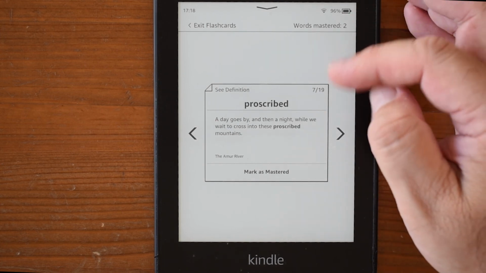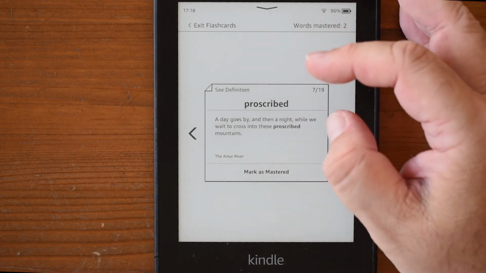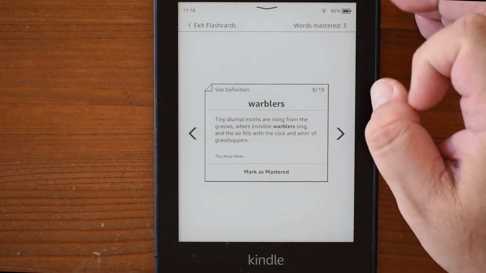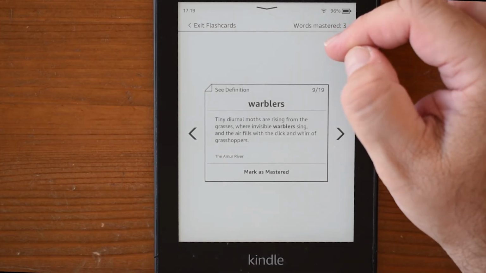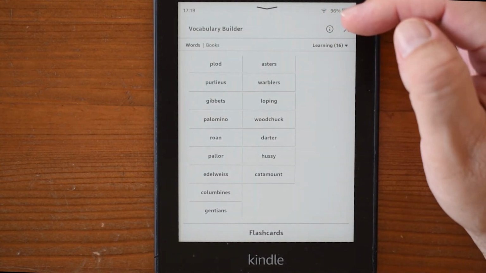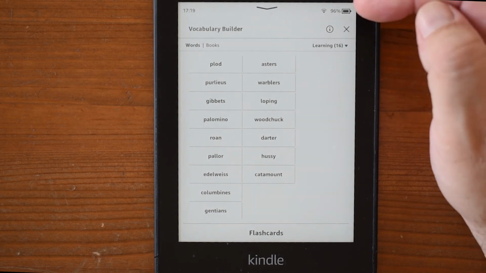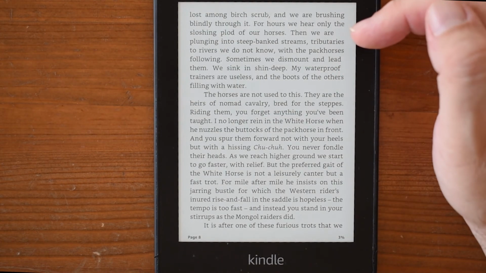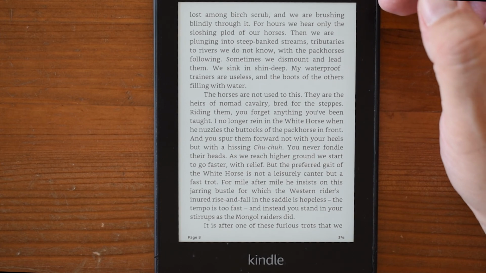And so forth. So prescribed, restricted, or forbidden, I can mark it as mastered. And we can keep going on and on. So that's basically how you use the flashcards. You can exit them, and then you're back to your vocabulary builder. And this vocabulary builder is envisioned as a module that you can open while reading. So if you close it, you're back at the book. Then you can continue reading your book as you left it before.